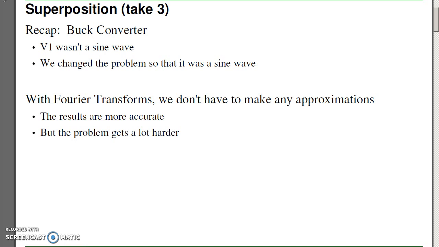With Fourier transforms, you don't make any approximations. Given an input that's periodic, I can express that input exactly. The problem with Fourier transforms is it's a lot harder to get slightly more accurate answers, but you can do it.